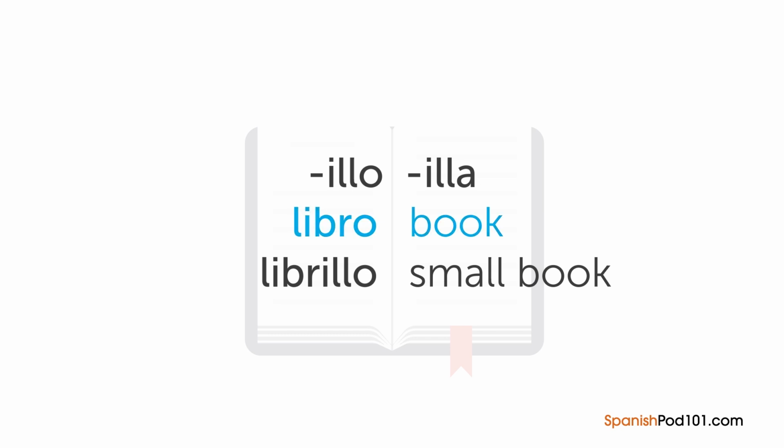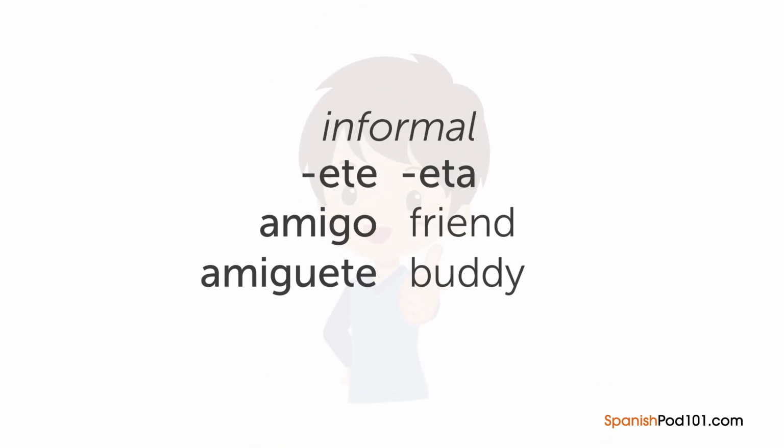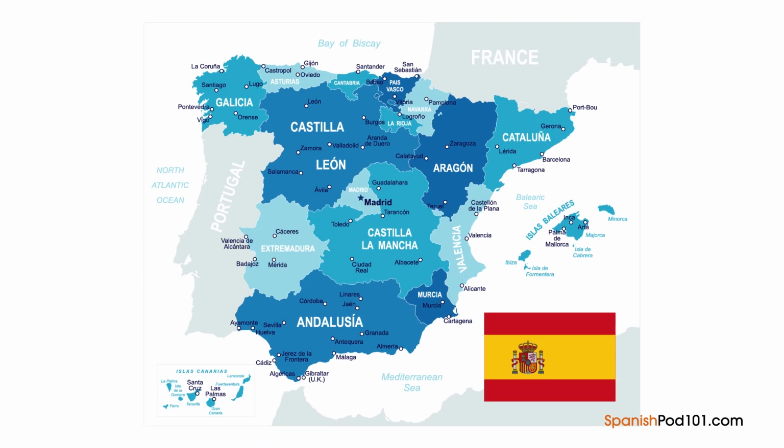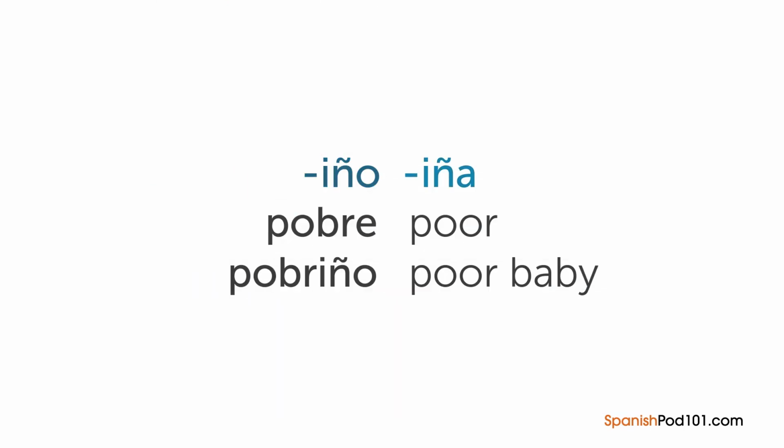From libro, book, we get librillo, small book. We also have the suffix ete or eta, used more informally. In this case, from amigo, friend, we have amiguete, to express tenderness or affection for our friend. Lastly, with more local use, particularly found in Galicia, northern Spain, we find the suffix iño or iña. From pobre, poor, we can say pobriño, also adding a sense of tenderness.